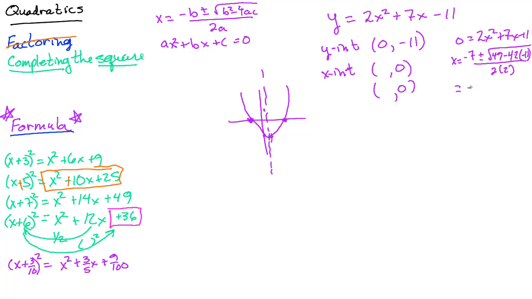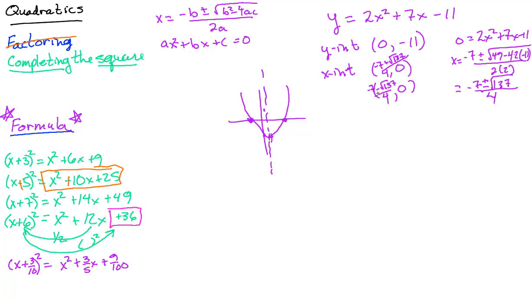Okay, so we get negative 7 plus or minus the square root of 49 plus 88. So that's going to be 137. Negative 7 plus or minus the square root of 137 over 4. So this actually is the two numbers that make the x-intercepts. This is negative 7 plus the square root of 137 all over 4. And this is negative 7 minus the square root of 137 all over 4. Those are the exact numbers.